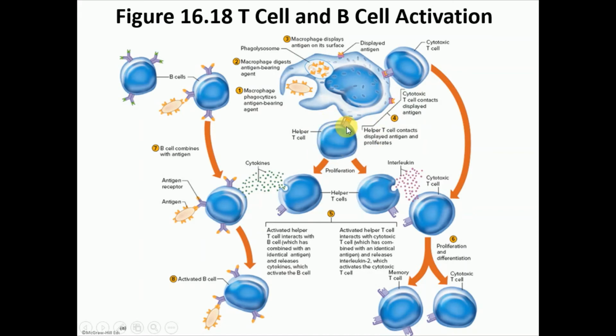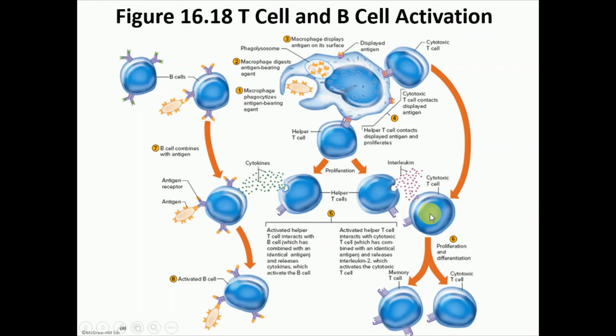Now that the helper T cell is able to identify it, it'll start proliferating, making different copies and releasing different chemicals. So we'll make cytokines. Cytokines are going to activate your B lymphocytes. And these helper T cells are also going to make interleukin. Interleukin will activate even further your cytotoxic T cells.